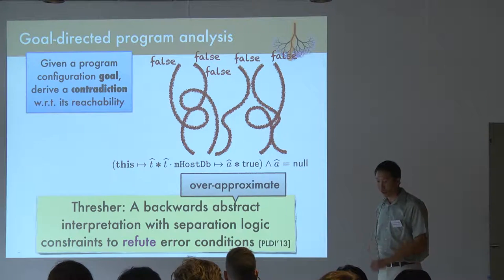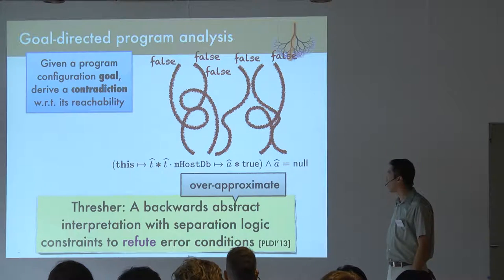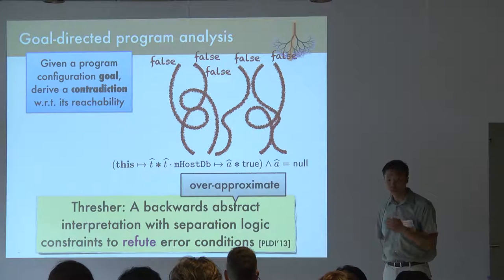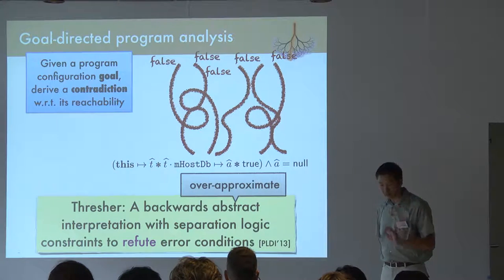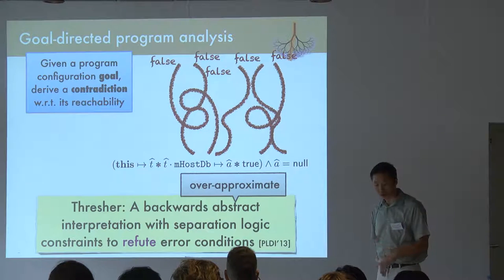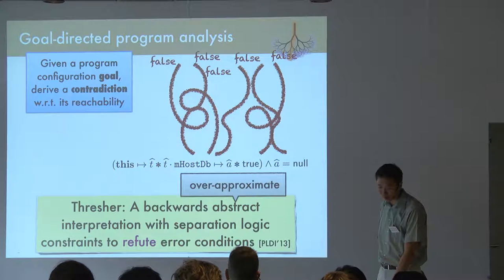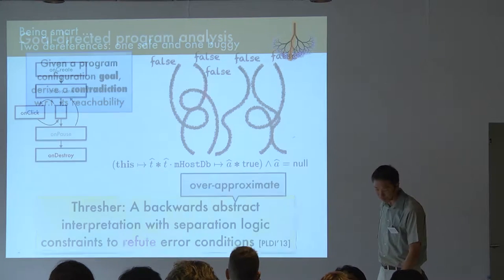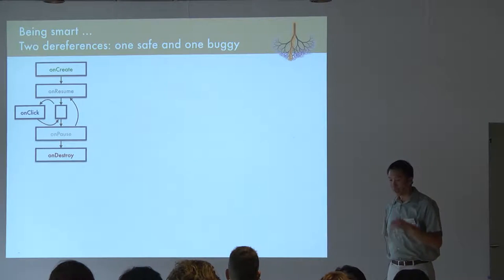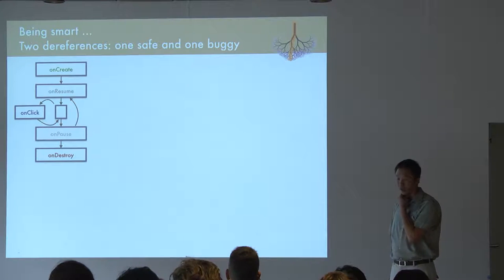And I say abstract interpretation because I'm just trying to emphasize the fact that what we're doing here is over-approximate. The analysis is over-approximate, whereas typical backwards analyses are often under-approximate. We're trying to be over-approximate and get proofs. Okay, so let's get back to the original problem and how do we be smart.